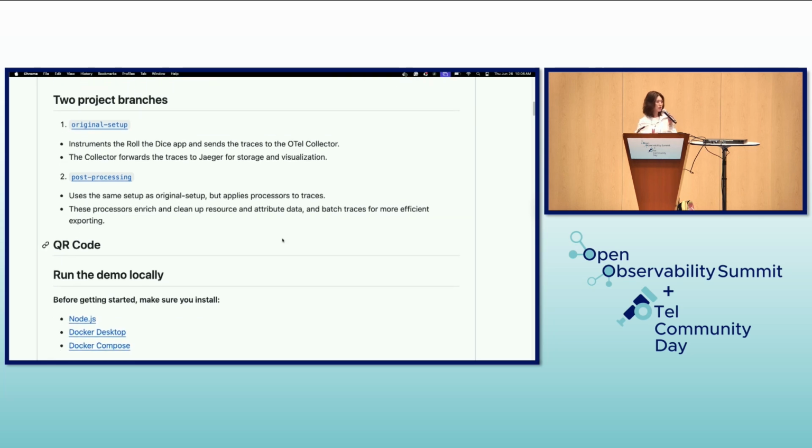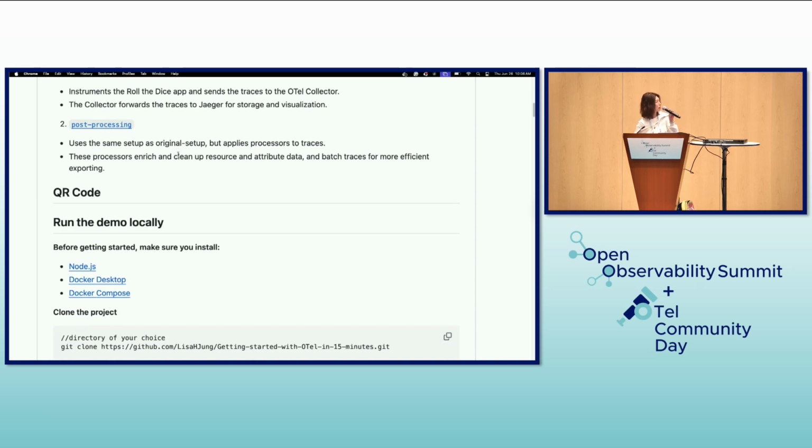And we have two project branches. So the first branch is the original setup, and that's the bare bones of generating telemetry data, sending it to the collector, and sending it to Jaeger. Afterwards, we'll use a post-processing branch where we add some processors to process traces before sending it to Jaeger.